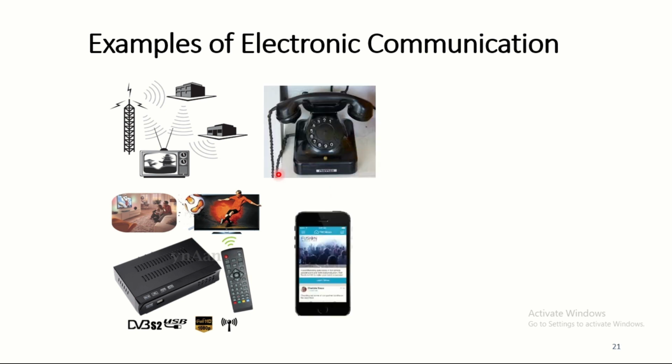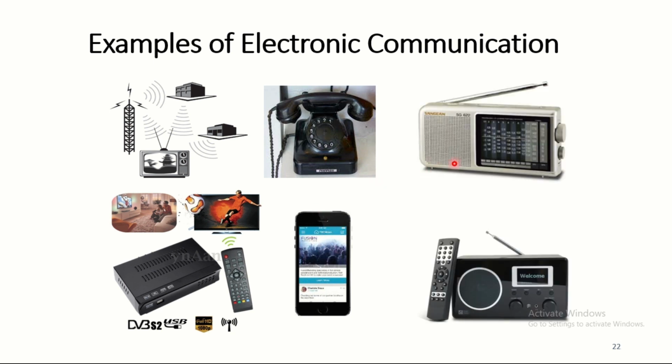Here we have another example. This is a landline telephony system and this is a cell phone system. These two communication systems are also electronic communication systems. Finally, we have another example: an analog radio, and here we have a digital radio set. This is another example of electronic communication systems.